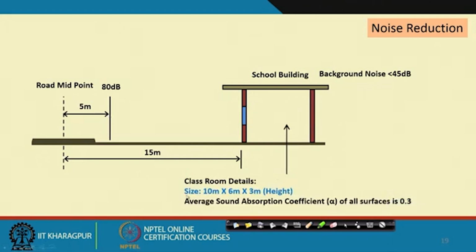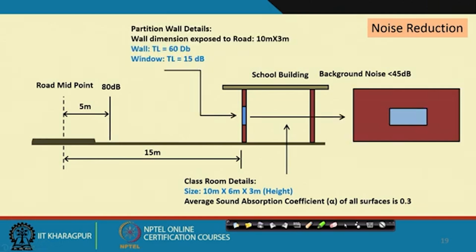This is a classroom. The detail of the classroom is like this. The size is 6 meter by 10 meter and 3 meter is the height, and the average sound absorption coefficient alpha of all the surfaces is 0.3. Another input is that there is a wall which partitions the sensitive zone, the school, from the road or the other outside area. That wall has a TL value of 60 dB, and a window is also proposed, because in a school room you require a window for daylight and ventilation. This window, if it is closed, has a TL of 15 dB.